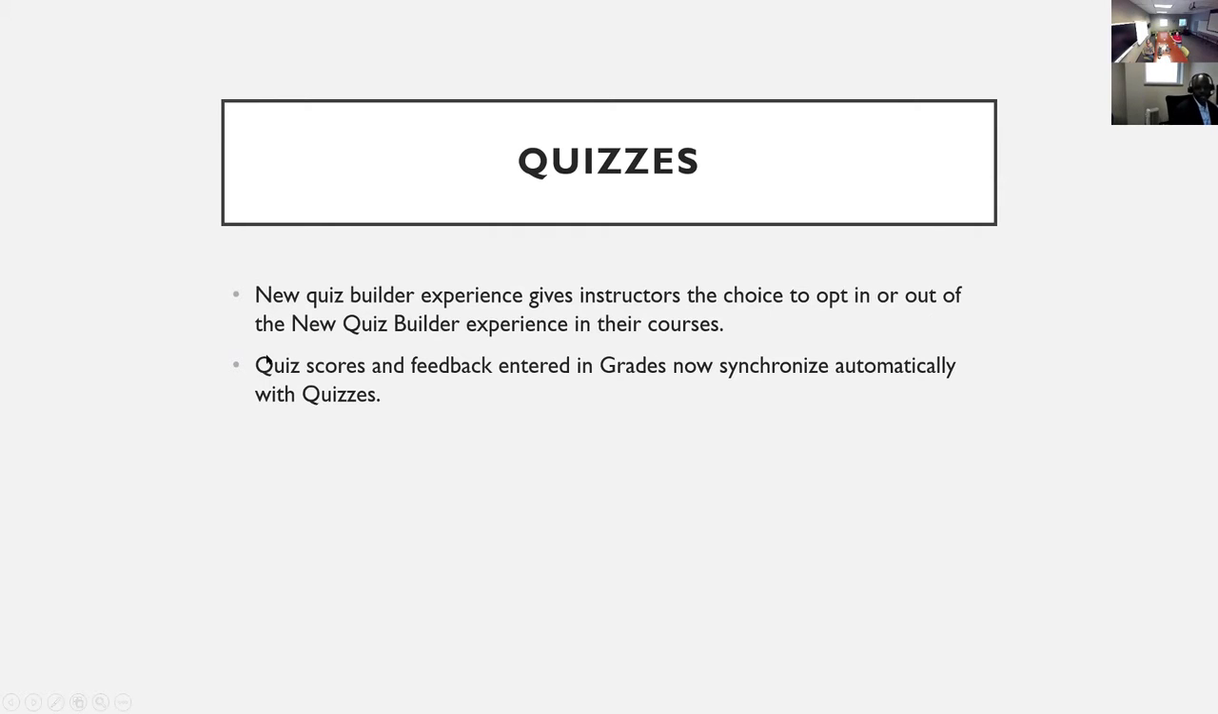Quizzes. So now we have a new quiz builder experience option that is set to on. And the second item is that quiz score and feedback entered in grades can now synchronize automatically with quizzes. It used to be only feedback and grading coming from the quiz directly to the gradebook. Now it can go both ways. You can enter the feedback in the gradebook and it's going to show up in the quiz.